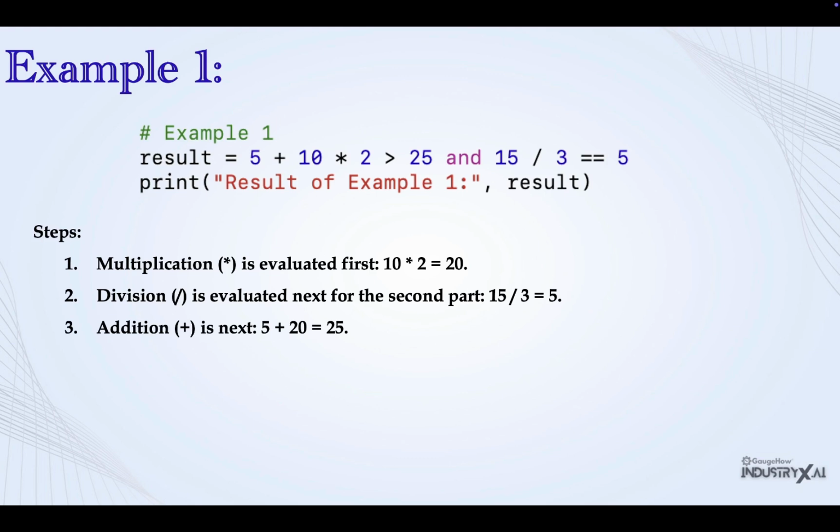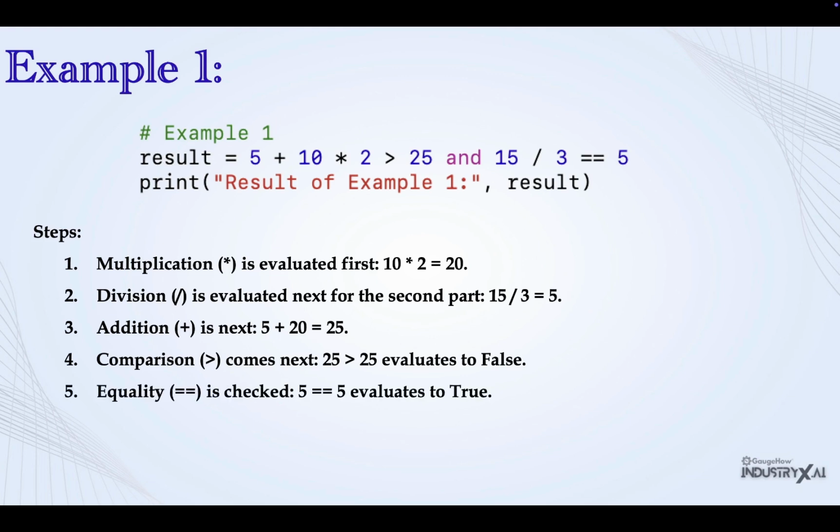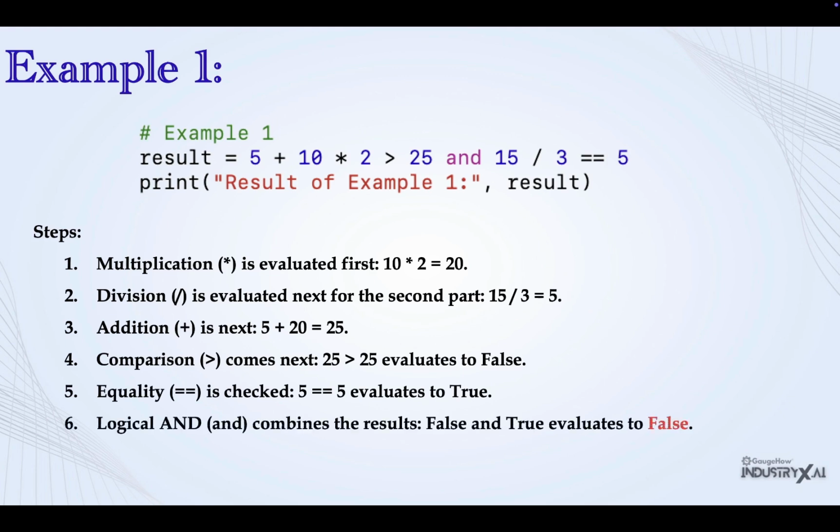After the addition operation, the remaining operators are the greater than and equal operators. So now first evaluate the greater than operator. For the comparison, 25 greater than 25 evaluates to false. In the same way, 5 equal 5 evaluates to true. Now the final operator remaining is the AND operator, and the final values available are false and true. So this will evaluate to false. Finally, these are the steps followed by Python, and we get the output false.